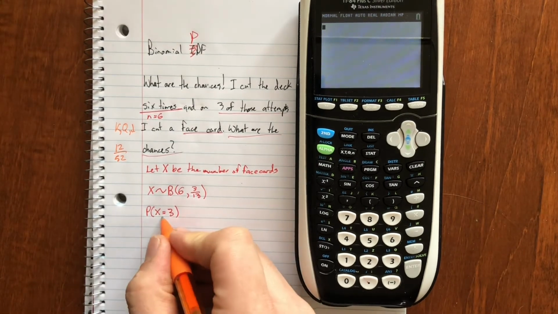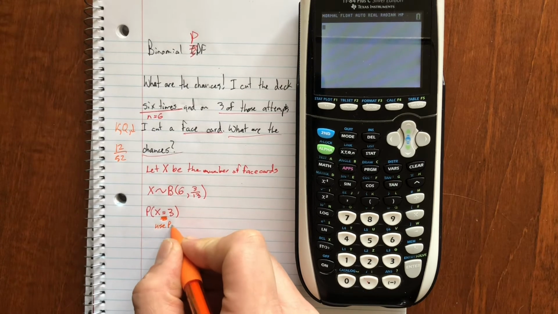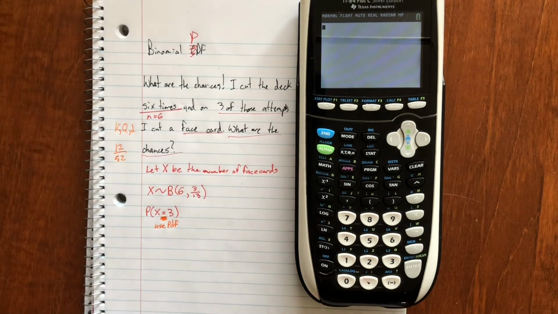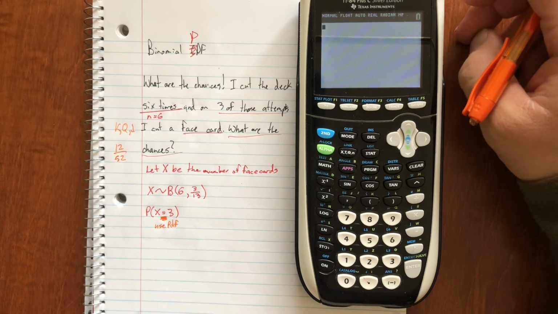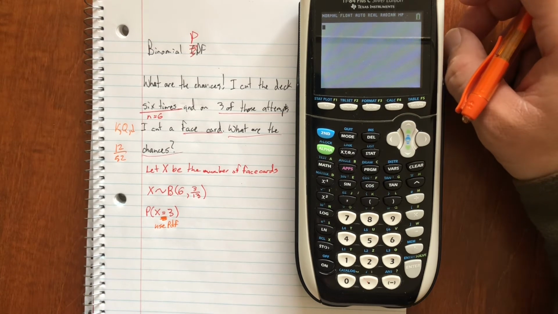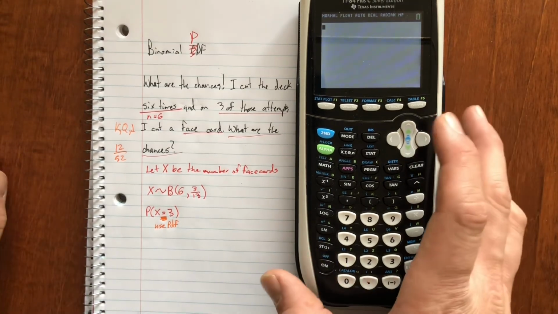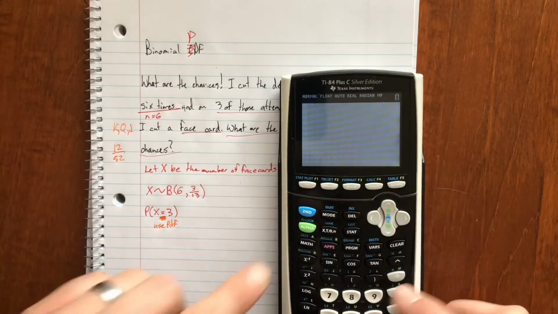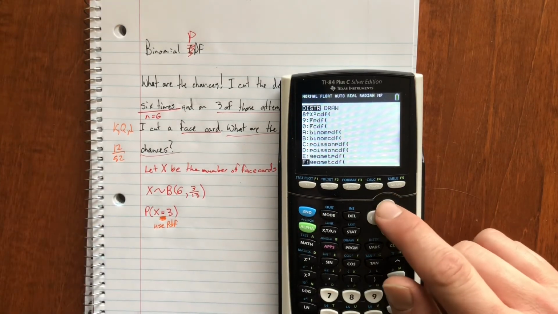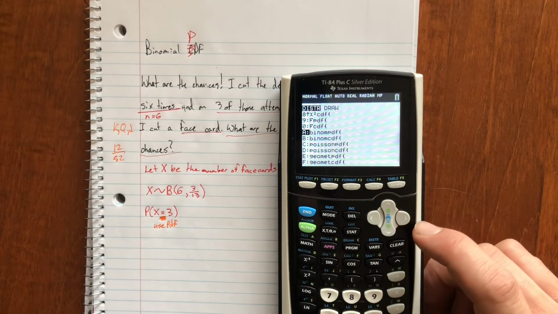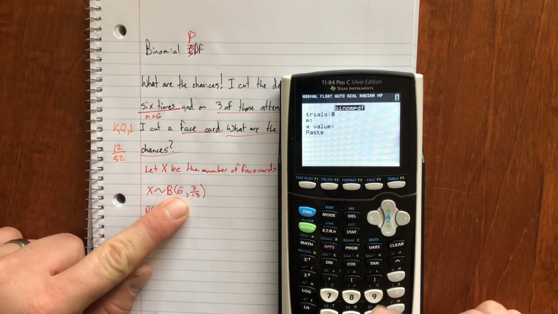Now, when you see this equal sign here, this tells you you're going to use a PDF because you're looking for an exact probability. If you were looking for a range of probabilities, that's when you would use a CDF. So we're going to go ahead and use binomial PDF here, and I'll show you what the wizard looks like. So we'll do second function, vars, and I'll scroll up to binomial PDF. It's option A.